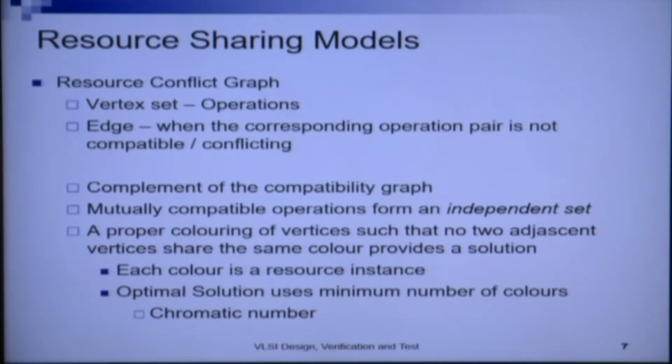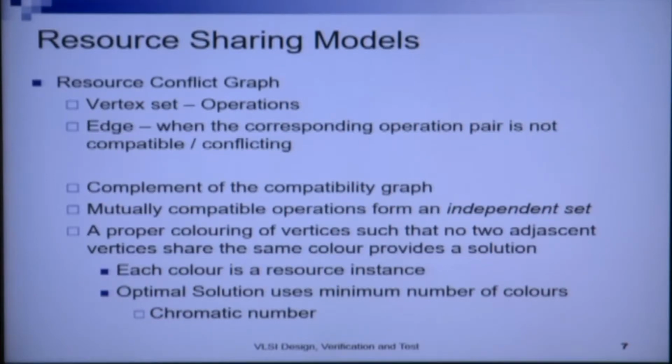So, when will two operations be conflicting? When these two operations are scheduled either in the same time step, or these two operations are unrelated, meaning that they cannot be executed using the same functional unit type. However, it is true that if you have a set of compatible operations, they will form an independent set. What is an independent set? The vertices in an independent set will be those which do not share an edge between them. So, mutually compatible operations will form an independent set.